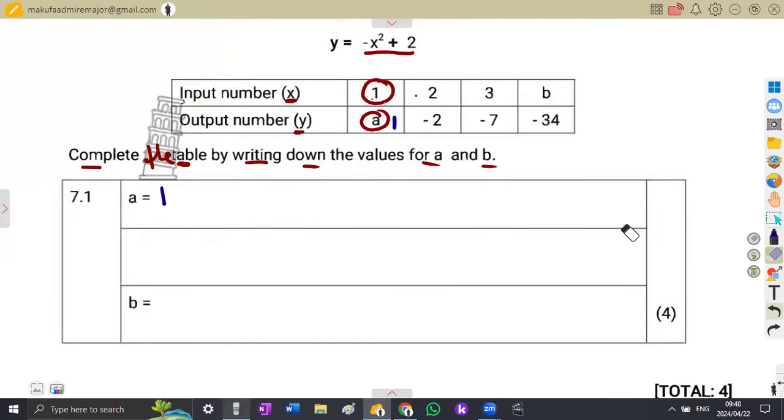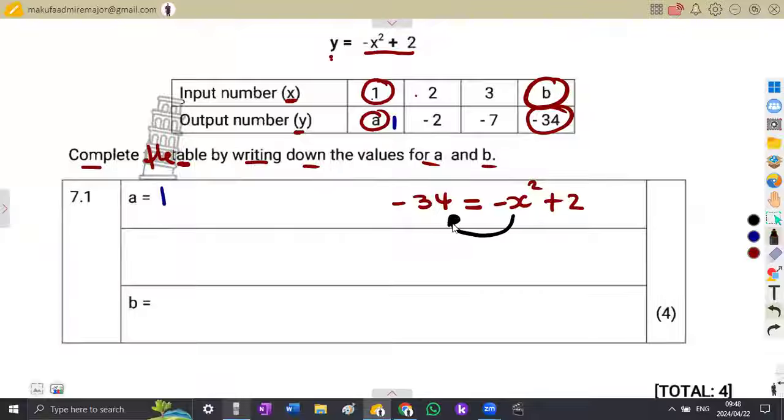Okay. We move on to another one to find B. B is the input when the output is minus 34. When the output, which is Y, so minus 34 is equal to this minus X squared plus 2. All right, I want to solve for X. I can take this to the other side. It becomes a positive. X squared is equal to, take minus 34 this side. So it is going to add on this side. So it's 2 plus 34, which is 36.